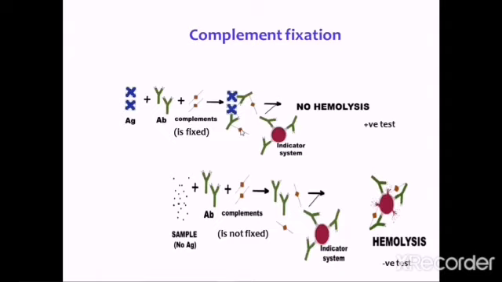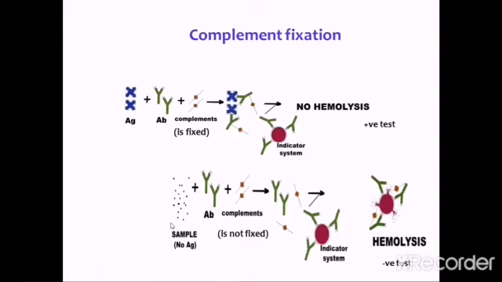So if the antigen and antibodies match each other, they have fixed the complement system, so less complement is available to attach to this indicator system, and the red blood cells remain unhemolyzed, and this is a positive test. So there is no hemolysis and this is a positive test, and it means that the patient's serum had antibodies to that antigen.